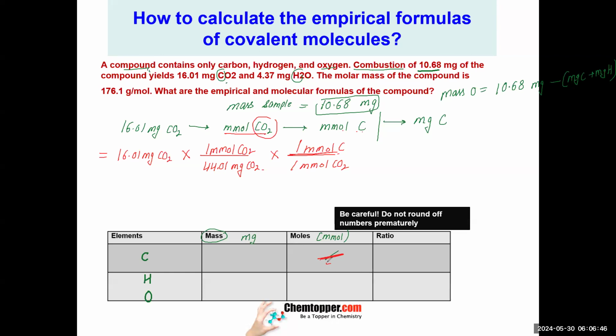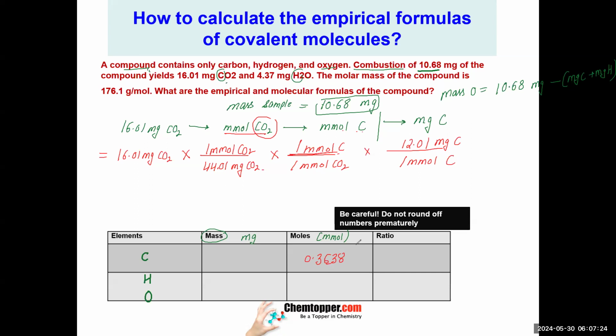We are learning how to do questions as free response also. So during the class, I will be doing only free response. Most of the questions will be free response. 0.3638. These are the millimoles of carbon. Now convert these millimoles into milligrams. So 12.01. Now I'm going to take milligrams over 1 millimole of carbon.